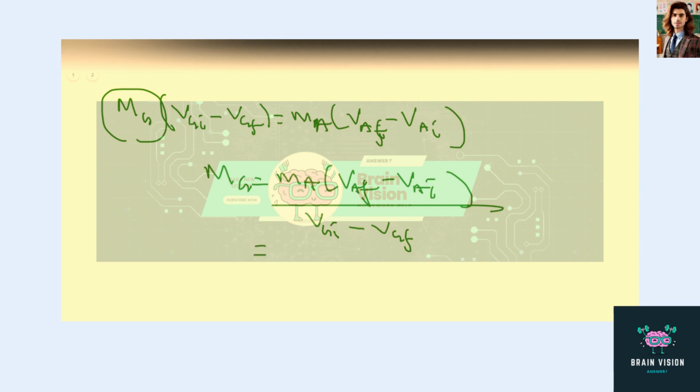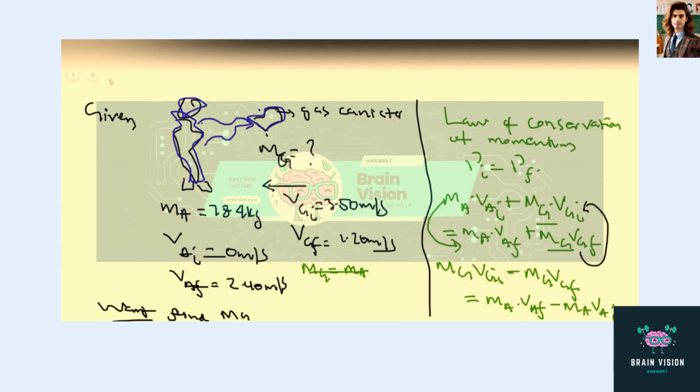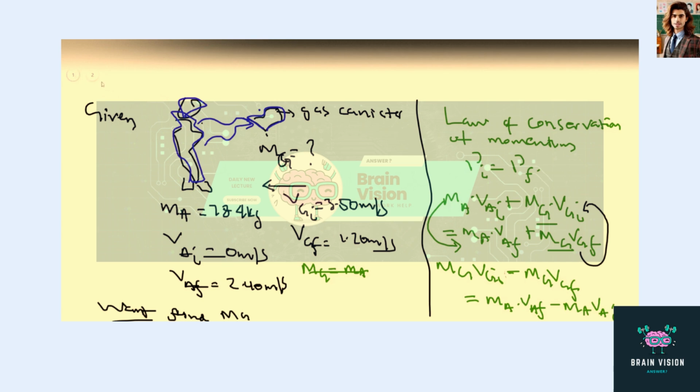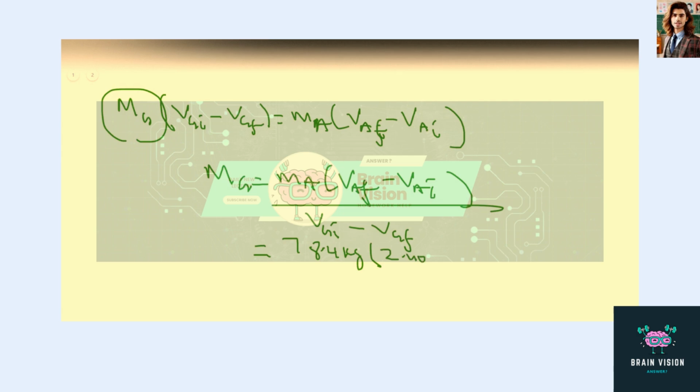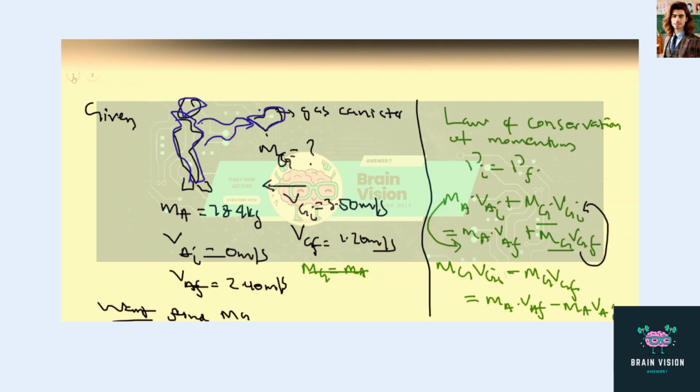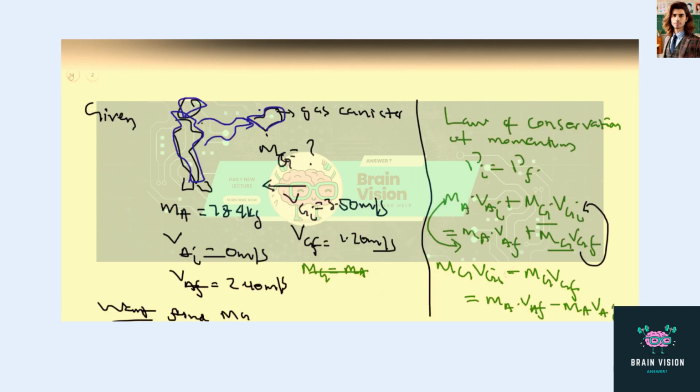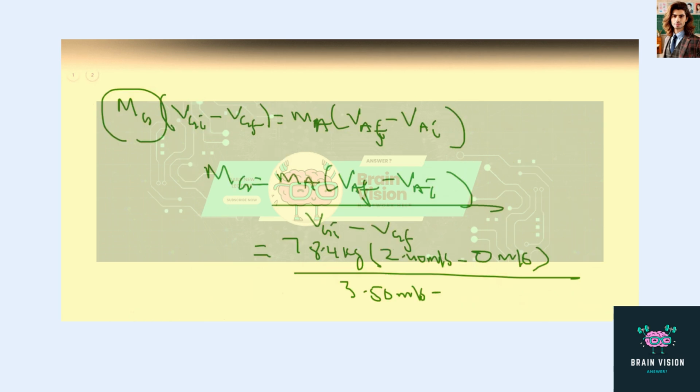So then we plug in the numbers. The mass of the astronaut is 78.4 kilograms, and the final velocity of the astronaut is 2.40 meters per second, minus the initial velocity of the astronaut, which is 0 meters per second. Divided by the initial velocity of the gas canister, which is 3.50 meters per second, minus the final velocity of the gas canister, which is 1.20 meters per second.